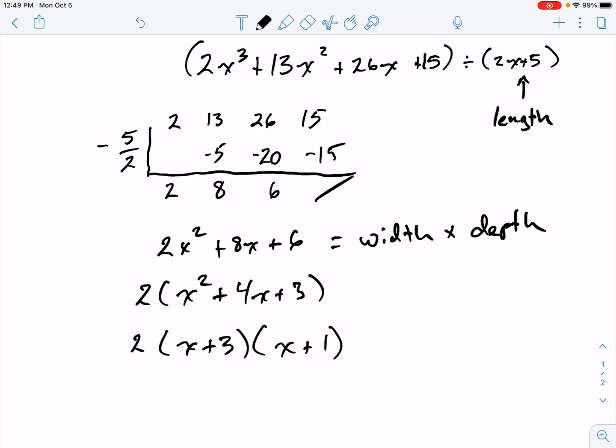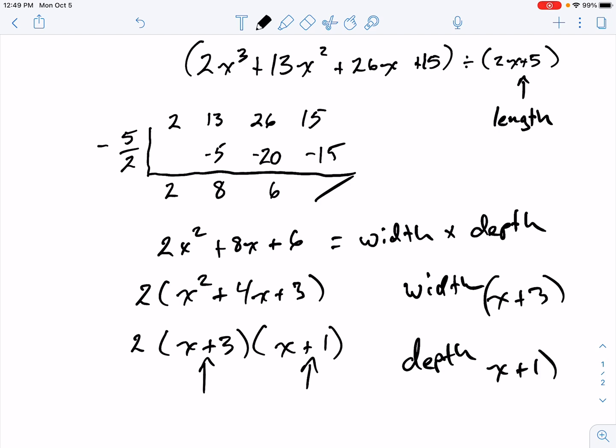dimensions for my width and my depth. And it says that the width is 2 feet more than the depth, right? So I'm going to say this x plus 3 is a couple more than the x plus 1. So my width will be the x plus 3. And my depth would be the x plus 1.